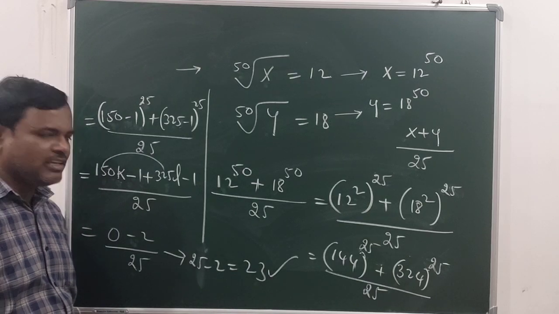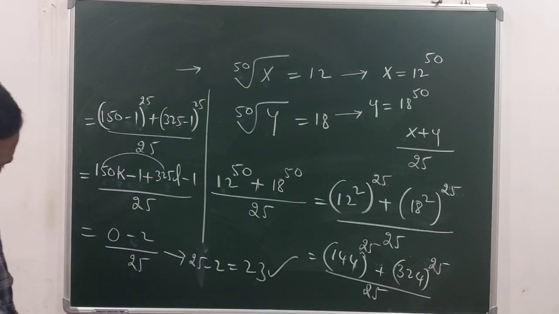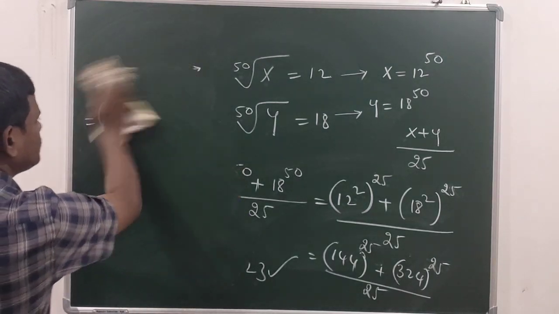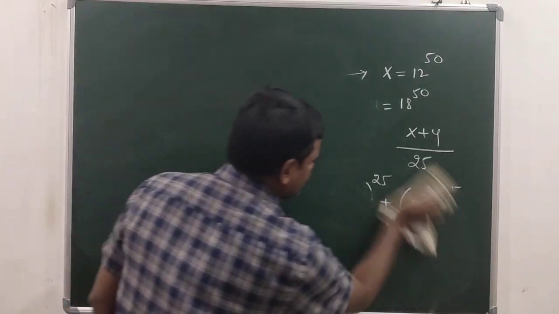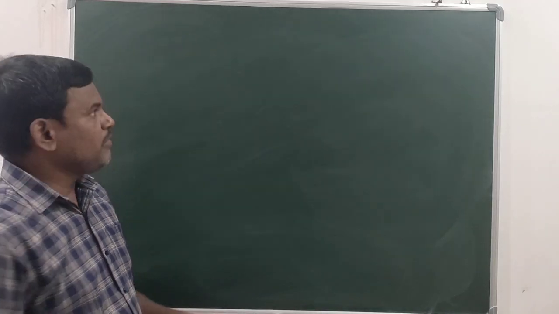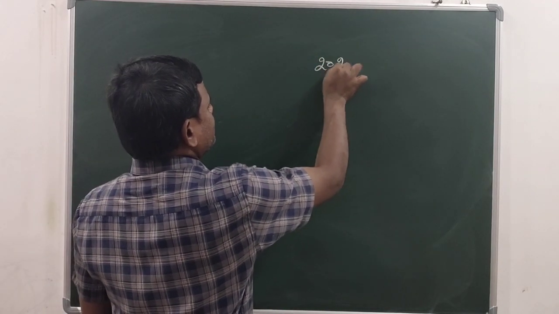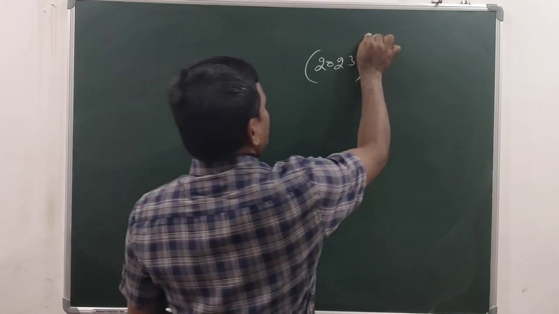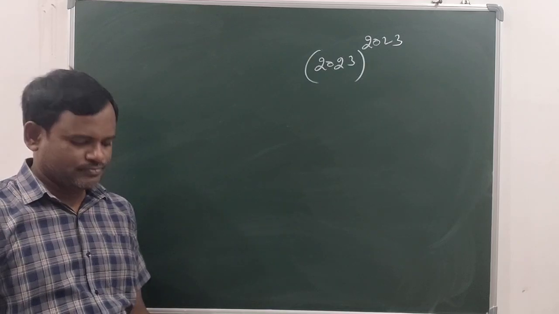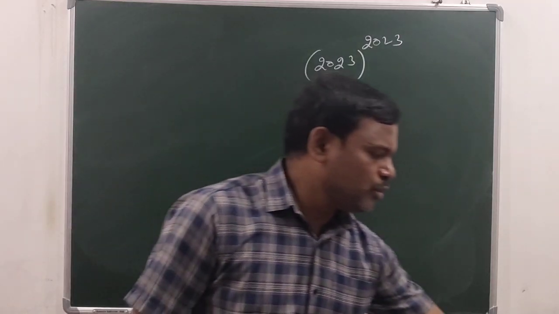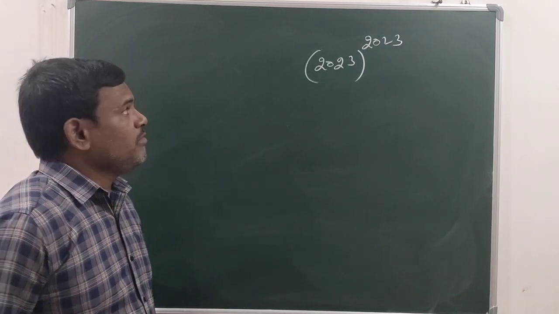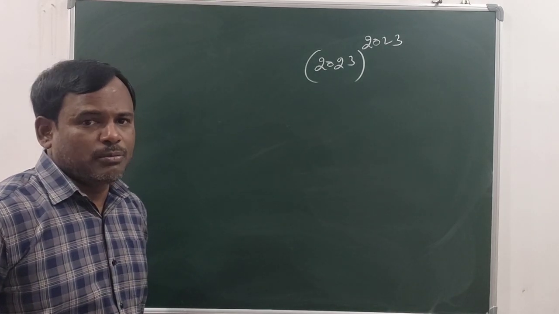Okay students, I hope you have understood this. Now let us go to one more application. Next, what is the remainder when 2023 whole power 2023 is divisible by 7? How do you do this? Tell me. What is the remainder when 2023 whole power 2023 is divisible by 7?